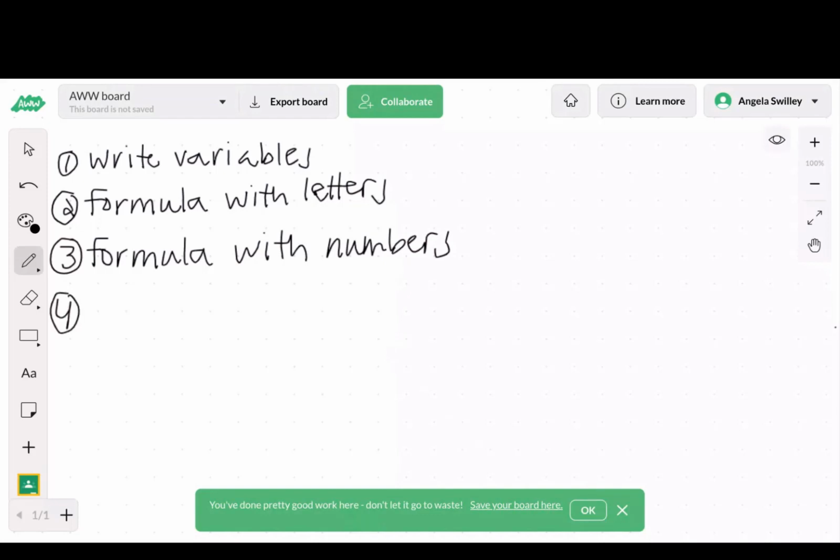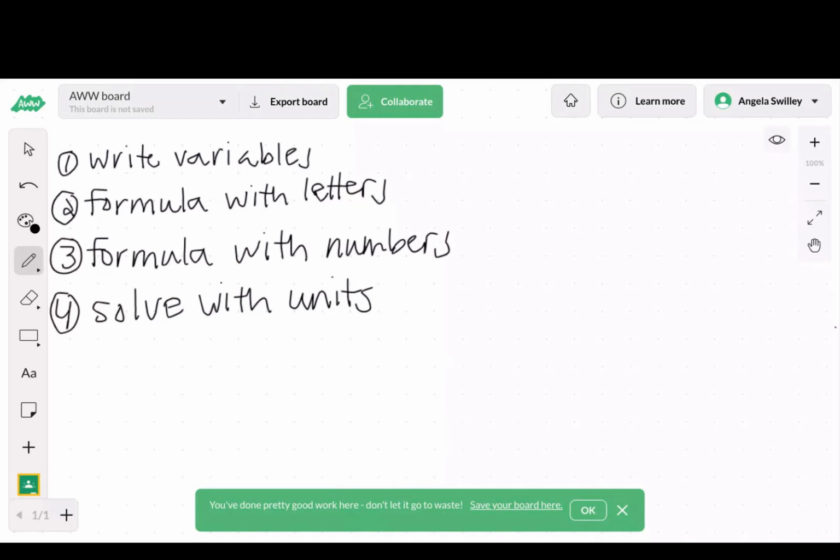And the fourth thing that we want to do is we want to solve with the units. You always want to make sure you have your units on your answer. Whenever we do a calculation problem, I want you to do these 4 steps.